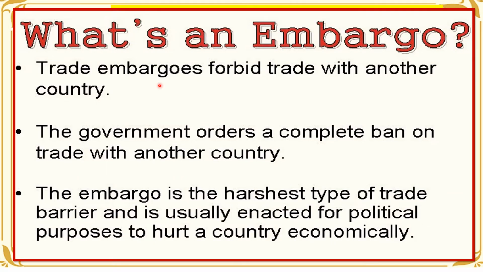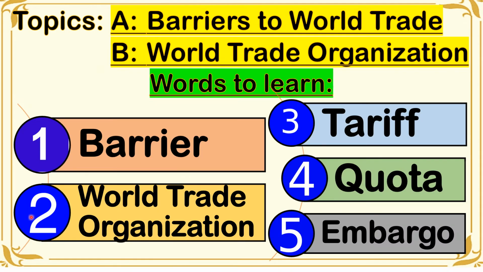Next is embargo. So what is embargo? Trade embargoes forbid trade with another country. So what is the reason behind this? The government orders a complete ban on trade with another country. So the embargo is the harshest type of trade barrier and is usually enacted for political purposes to hurt a country economically. So these are the five words that can help us better understand our topic for today. Let's read them again from numbers 1 to 5. Barrier, World Trade Organization, tariff, quota, and embargo.